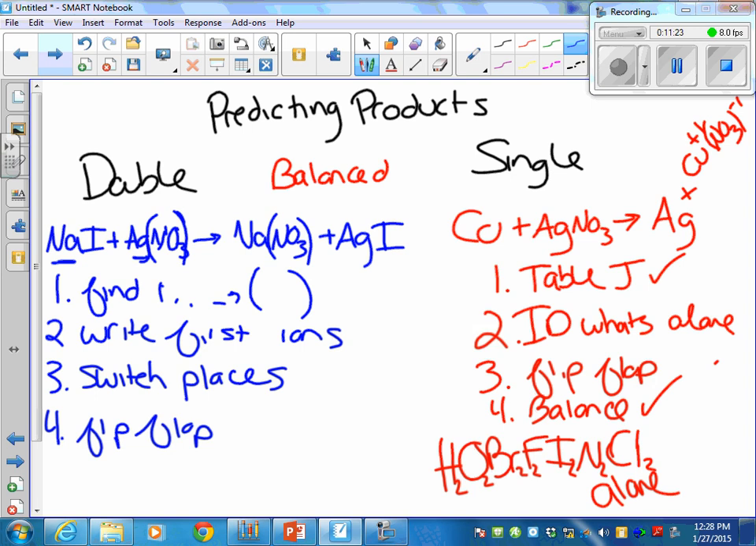Go look up your oxidation states. Sodium's +1, nitrate's -1, silver's +1, iodine's -1. So this one's actually pretty easy. Your 1 comes here, your 1 comes here, your 1 comes here, there. So everything is just 1, okay?